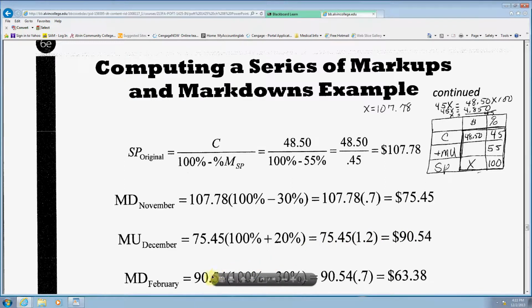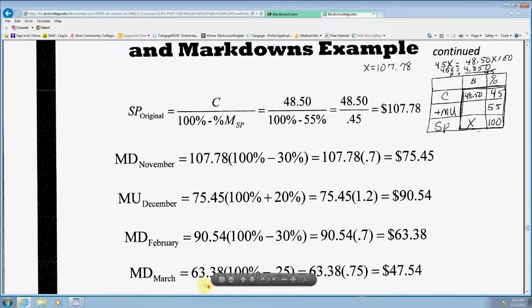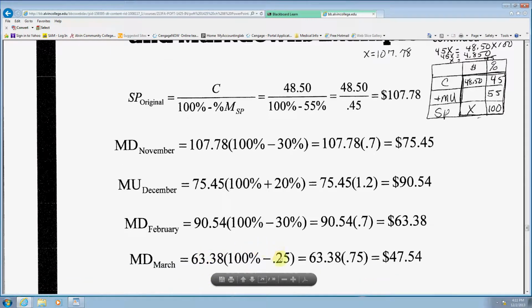We use this selling price to figure the markdown in February, and again it will be 70%. We get $63.38. Use that selling price. We have a markdown in March of 25%, so that would be 75% times 63.38, and our final selling price would be $47.54.